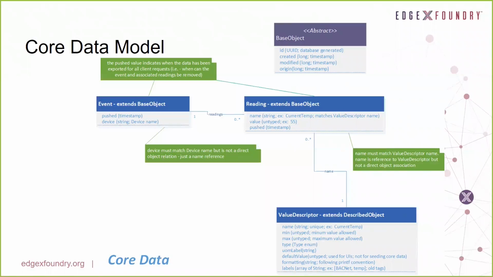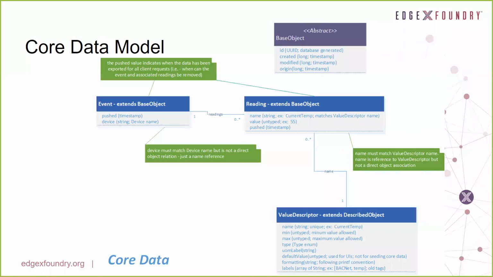And at the base object level, which these extend, things like when the data was actually created, when it was modified, what its origin is. Now, origin and created could be different. Your sensor may have some intelligence and be able to timestamp the data, in which case it has an origin. But then once it actually gets created in the core data, we put a created timestamp on that. In particular, that might be useful where you have a dumb device and it can't timestamp the data.